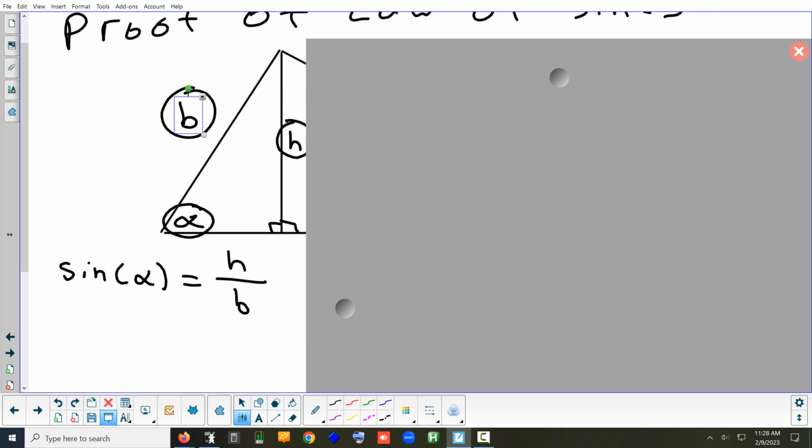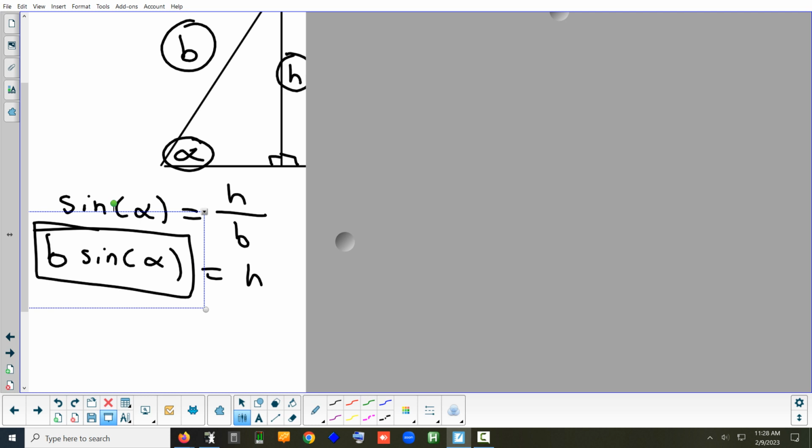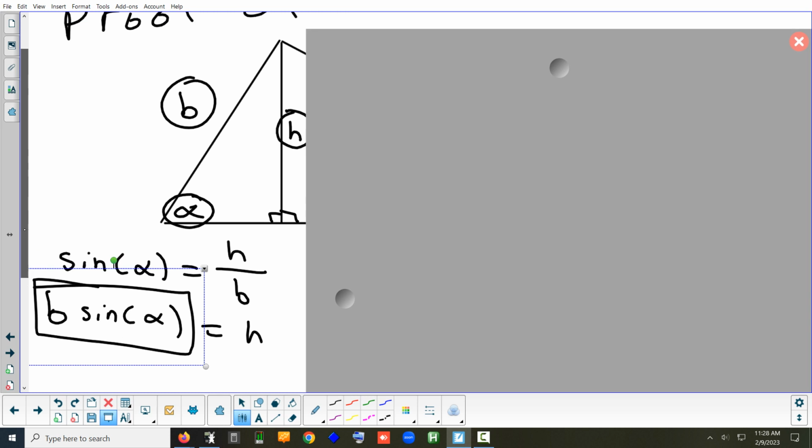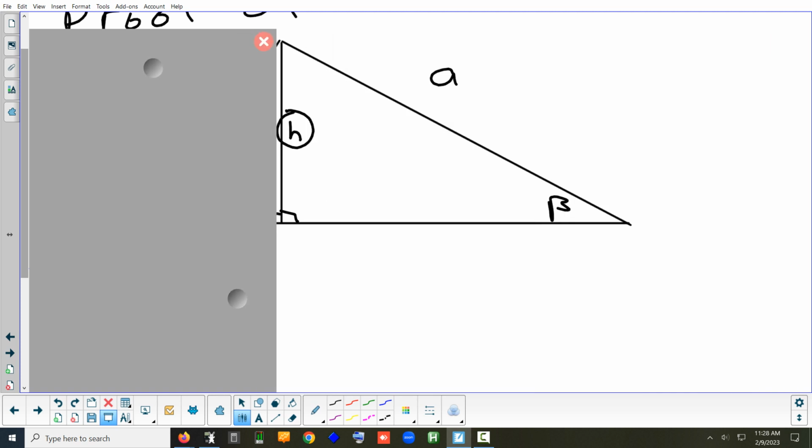Now I want to get a formula for H. So how would I get H by itself here? Multiply both sides by B. And there you go. That's a formula for the height. You just have to take the sine of the angle and multiply it by the hypotenuse, and that's the height. I'm going to do the same thing again, but this time I'm going to look at the triangle that's on the right, not the one that's on the left.